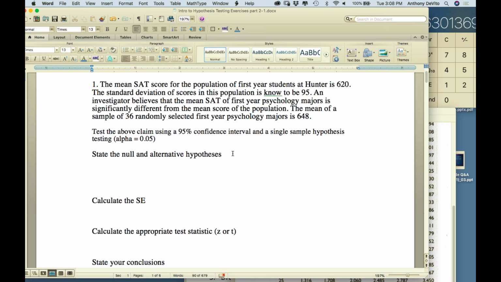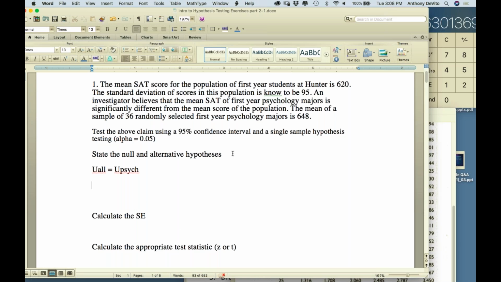Okay, I'll take this one. I'm going to say that the mean for all first-year students is equal to the mean for psych students. And my alternative hypothesis is the mean for all students is not equal to the mean for psych students.